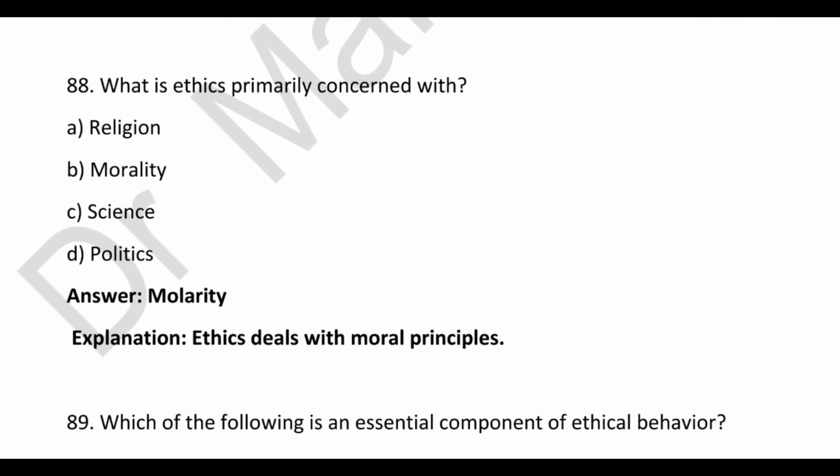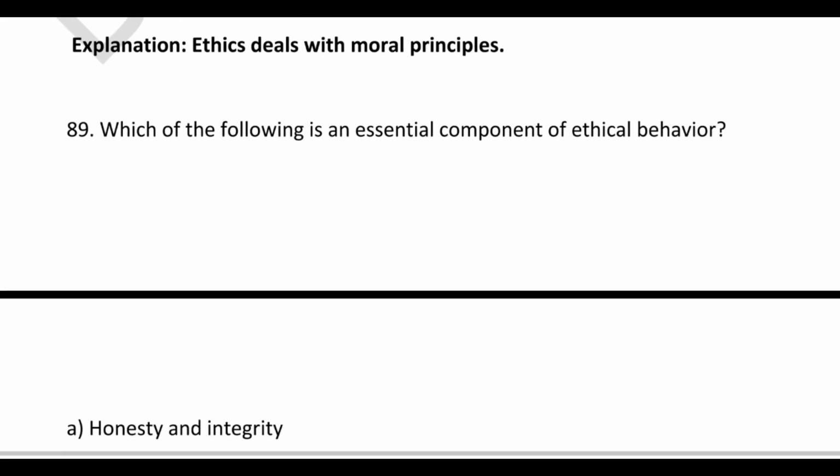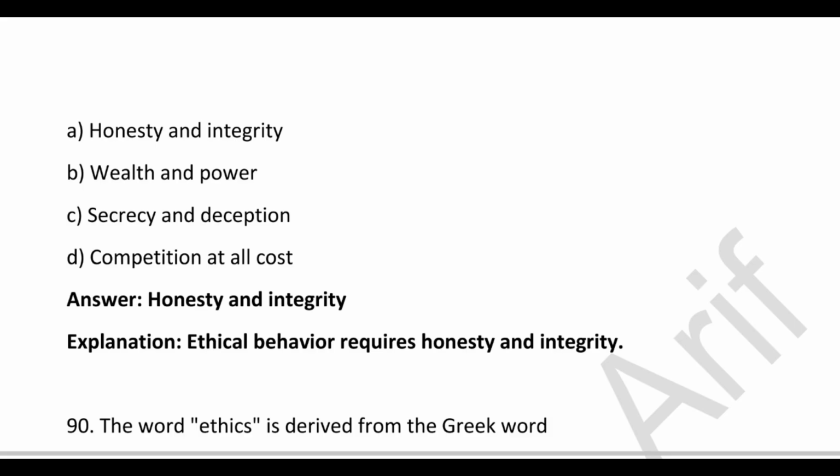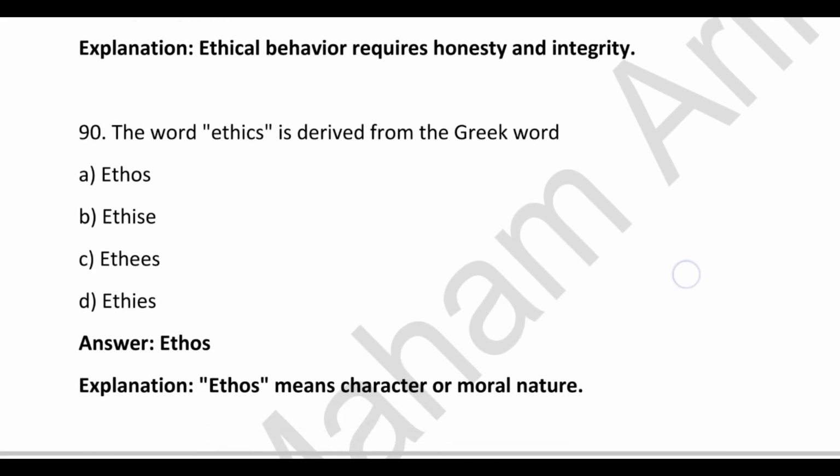What is ethics primarily concerned with? So correct answer is morality, that is option B, because ethics deals with the moral principles. Which of the following is an essential component of ethical behavior? Correct answer is option A, that is honesty and integrity, because ethical behavior requires honesty and integrity. The word ethics is derived from the Greek word, correct answer is option A, that is ethos, because ethos means character or moral nature.